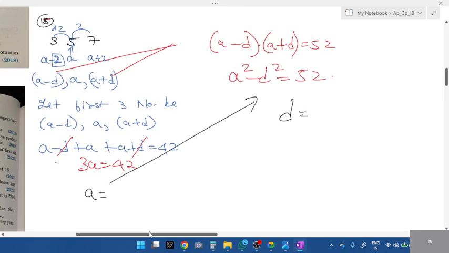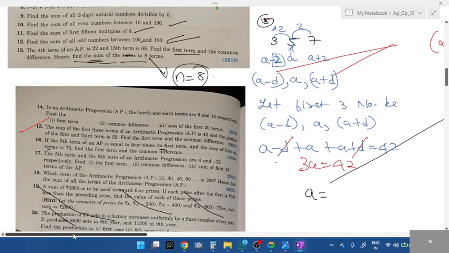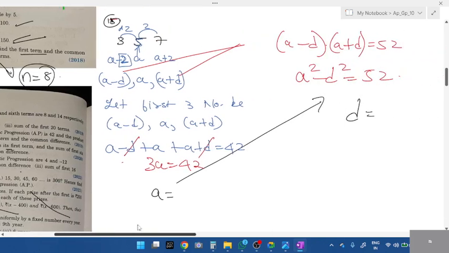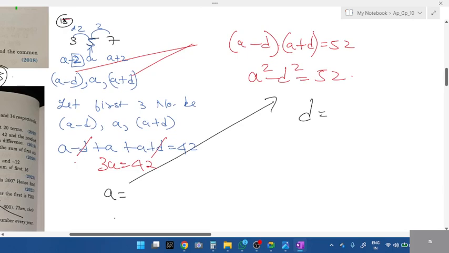That's it. We are done with the question. Find the first term and the common difference. This will give you the answer.